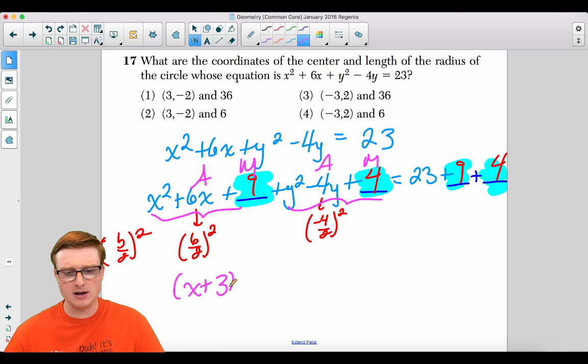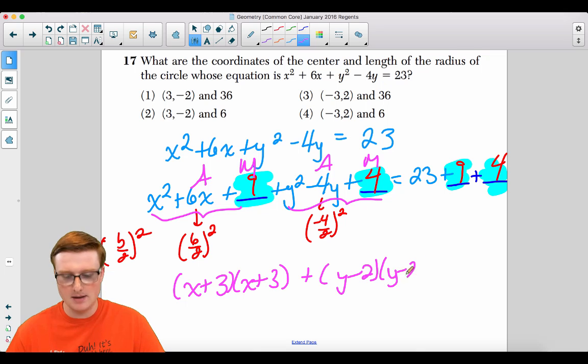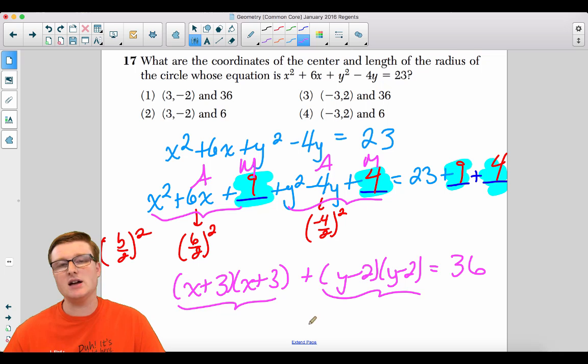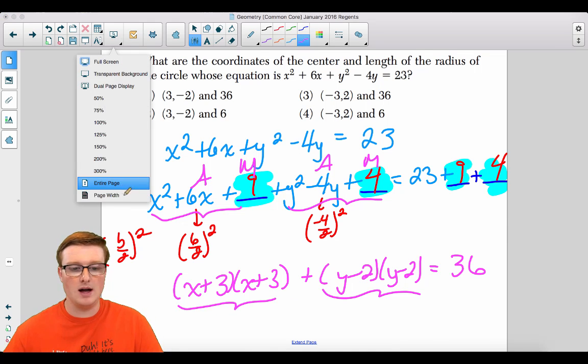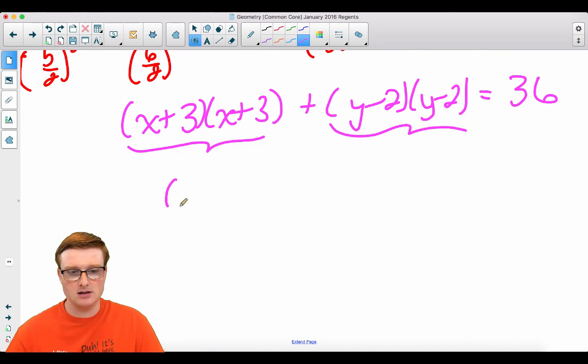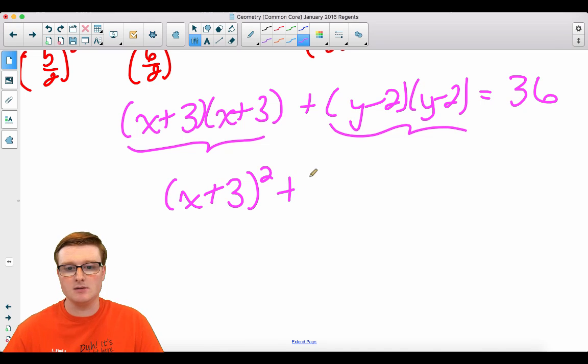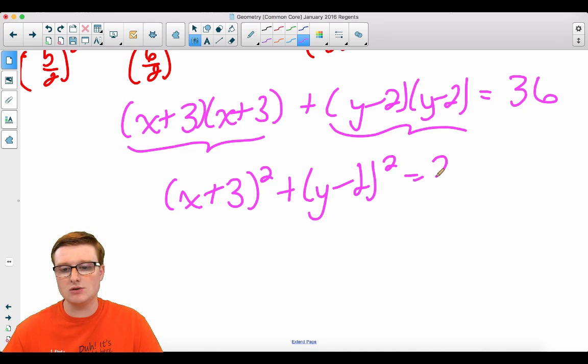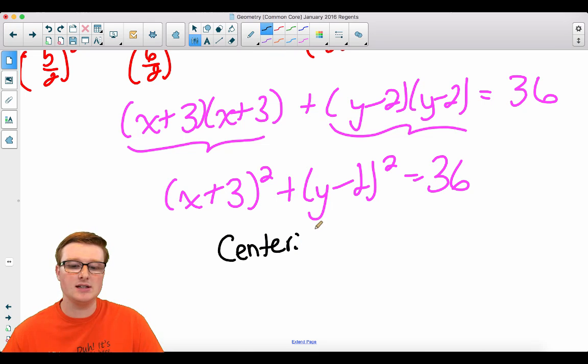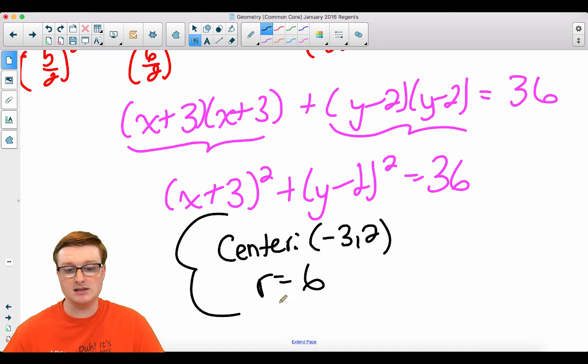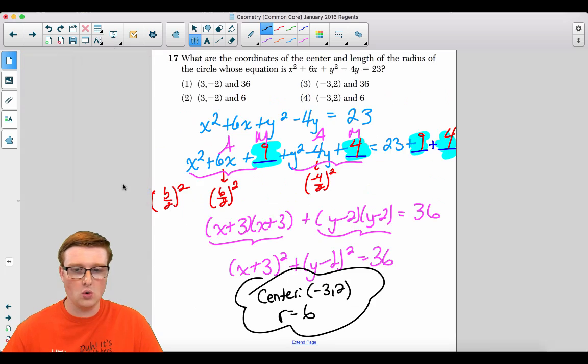So it's x plus 3 plus y minus 2 is equal to 36. Now, I could rewrite x plus 3 and y minus 2 as x plus 3 squared plus y minus 2 squared is equal to 36. Now, the center and the radius can easily be determined. So the center is its opposite values, which is going to be -3, +2, and the radius is going to be 6. So that is going to be choice 4. That's your center and your radius.